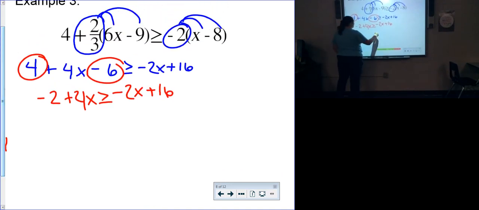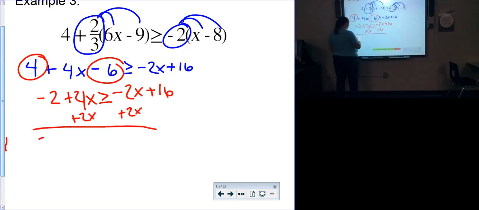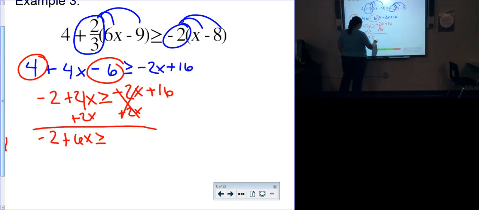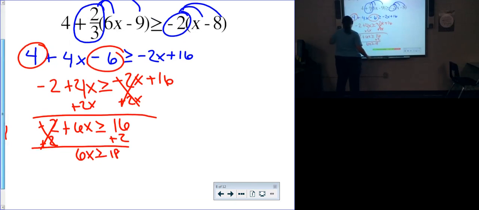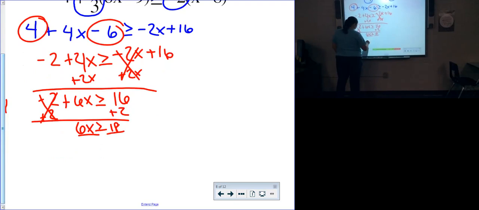Okay, let's add the 2x to both sides. Negative 2 plus 6x is greater than or equal to, my 2x's cancel, 16. Let's add 2, let's add 2. My 2's cancel, 6x is greater than or equal to 18. Okay, divide by 6. Do I have a negative number on the bottom? No, I do not, so my inequality sign stays the same. 18 divided by 6 is 3, and that's my final answer.